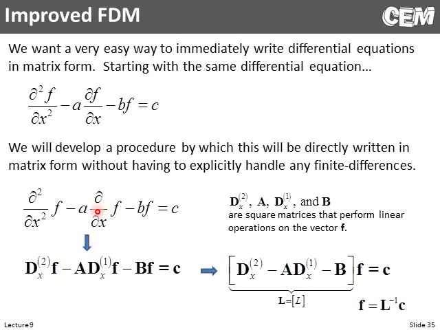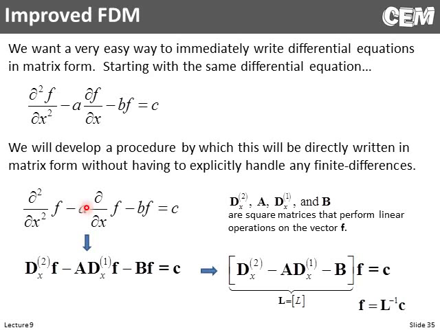This is another linear operation operating on f. F is our column vector of unknowns. That's an operation operating on f. It becomes a big square matrix, such that if we multiplied this big square matrix by the column vector f, we would get another column vector that if we plotted, we would see the first order derivative of f.